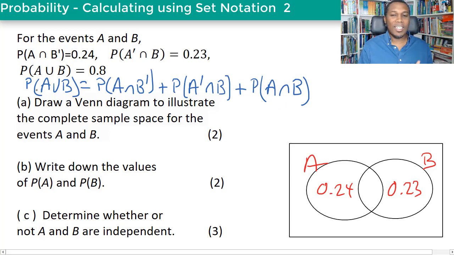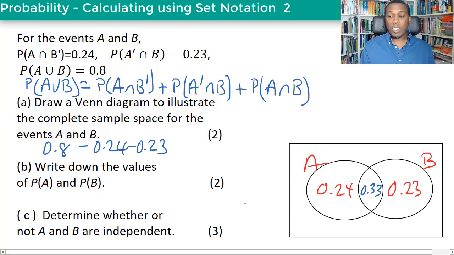I've just written the whole thing down in probability notation. All it simply means is to find out that missing value in the sets. What do I need to do? I need to do 0.8 take away 0.24, take away 0.23. We're going to be adding the two of them, so 0.47. So what's left is 0.33. 0.33 is the missing probability.